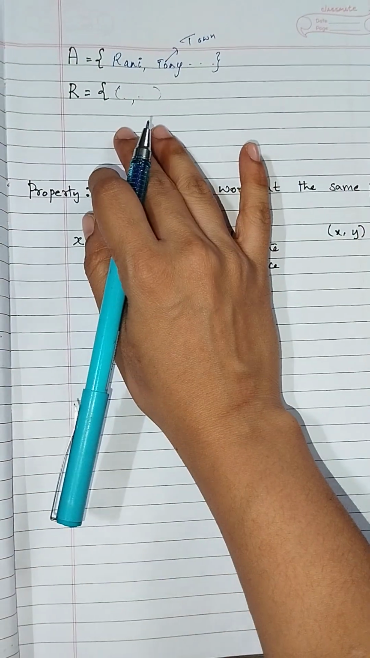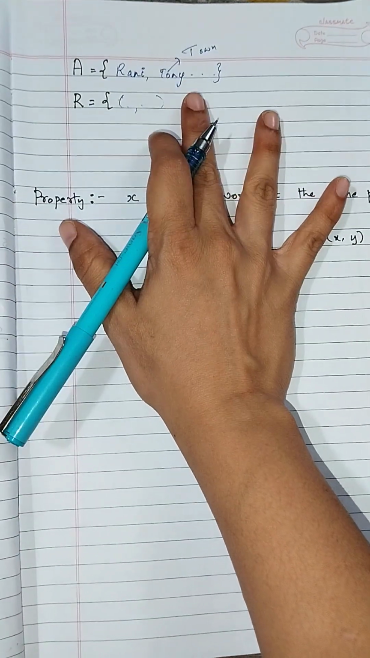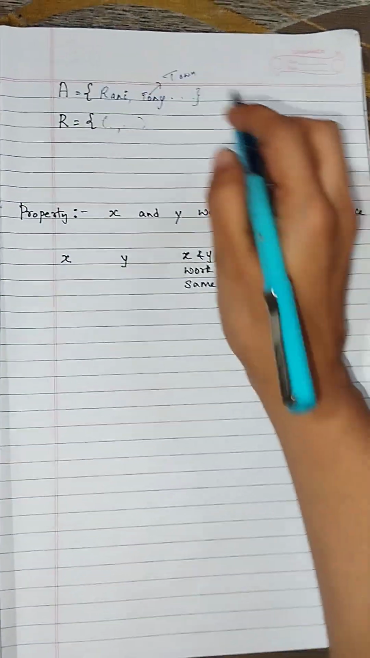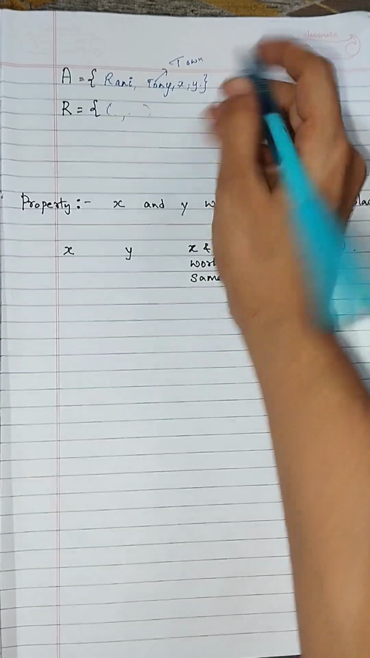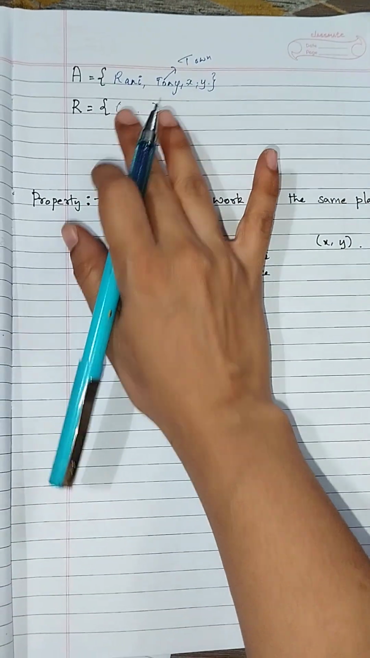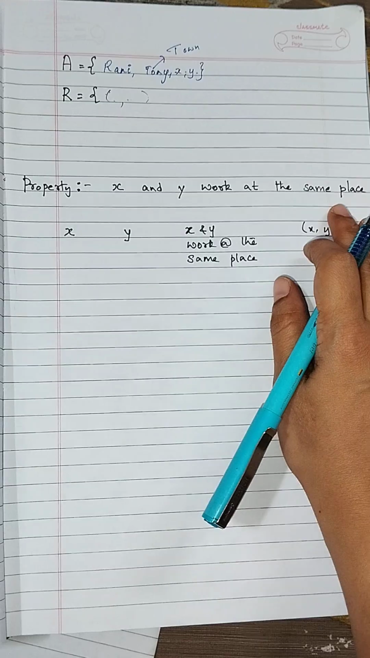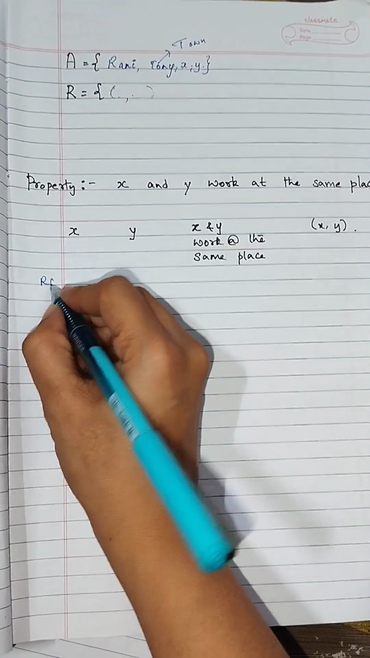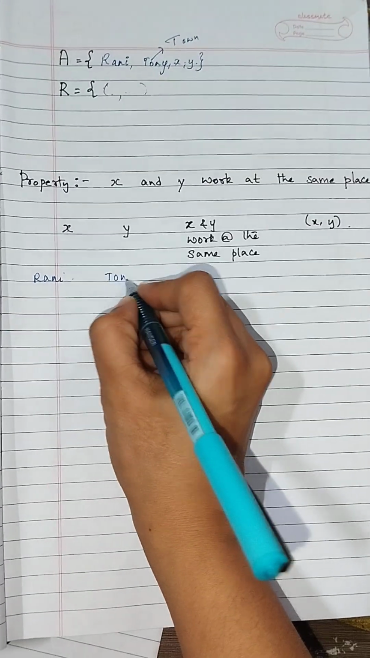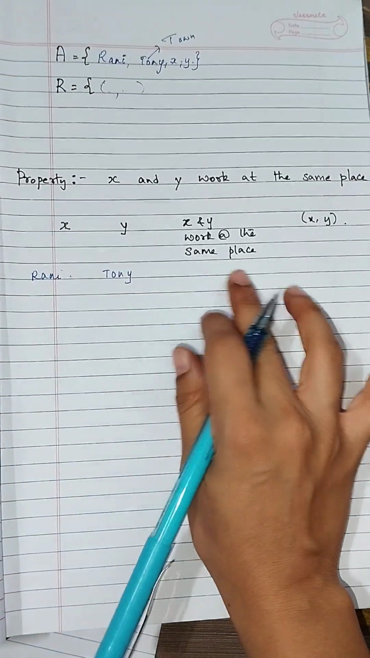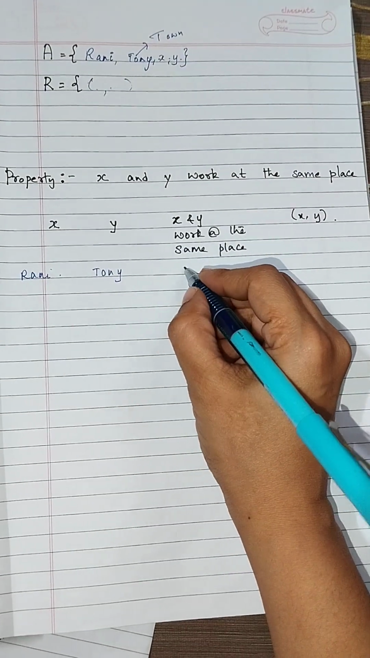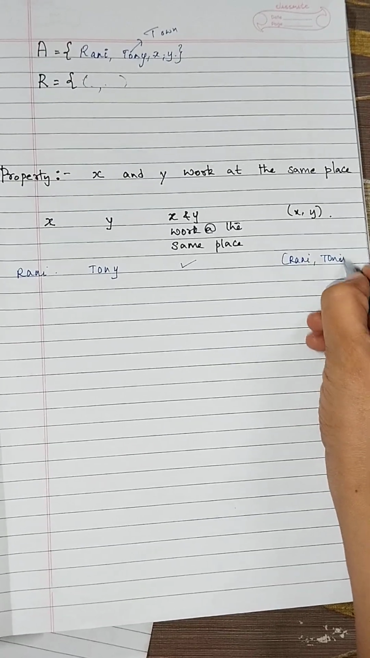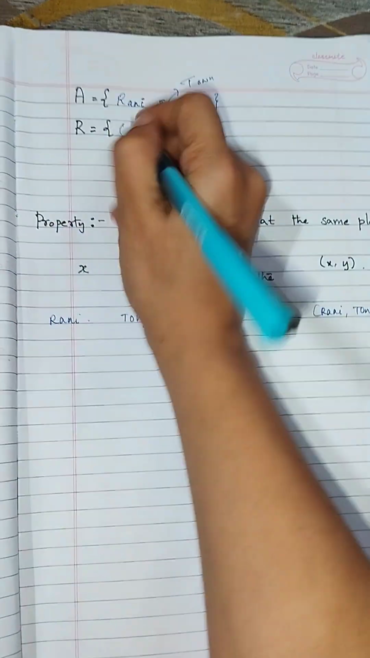Okay, and here we have to check who are working at the same place. So the property they have given is that x and y work at the same place. Suppose x is some person, y is some person. So we have to make a relation of those people who are working at the same place. So here, let us take Rani and Tony. If Rani and Tony work at the same place, then how do we write the ordered pair? Rani and Tony. So they will belong to this set.